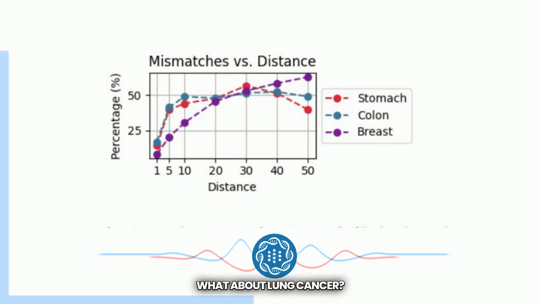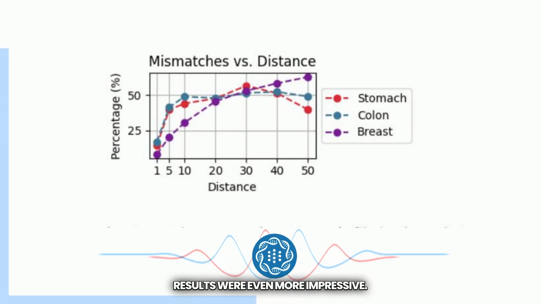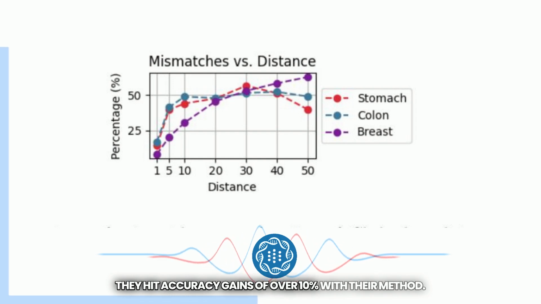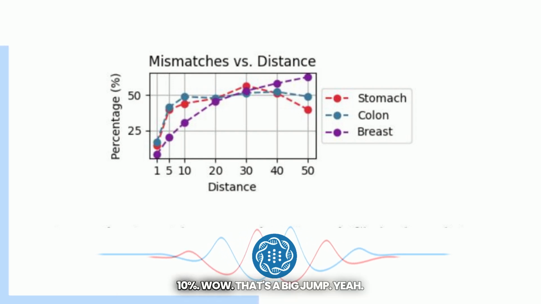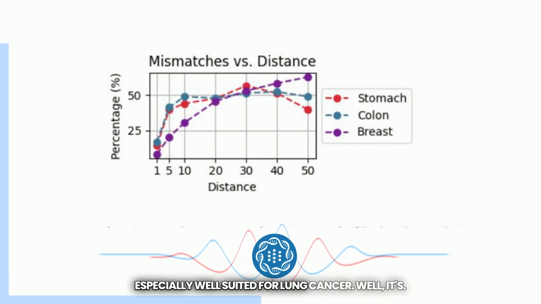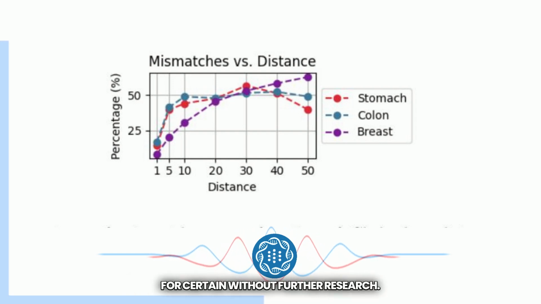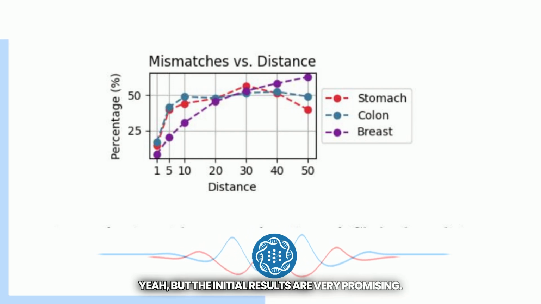What about lung cancer? On TCGA-NSCLC, the results were even more impressive. They hit accuracy gains of over 10% with their method. 10%. Wow, that's a big jump. It seems like this approach is especially well suited for lung cancer. Well, it's too early to say for certain without further research, but the initial results are very promising.